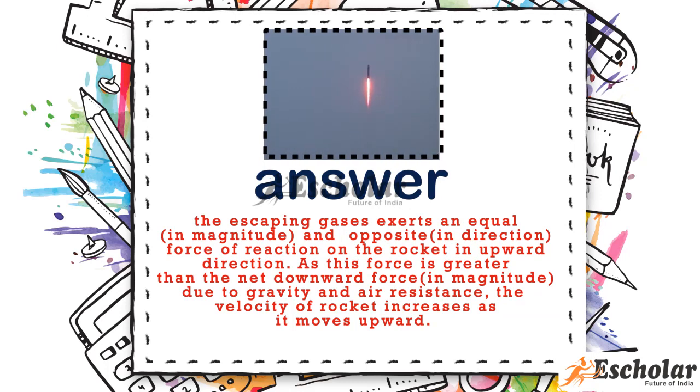As this force is greater than the net downward force in magnitude due to gravity and air resistance, the velocity of the rocket increases as it moves upward.